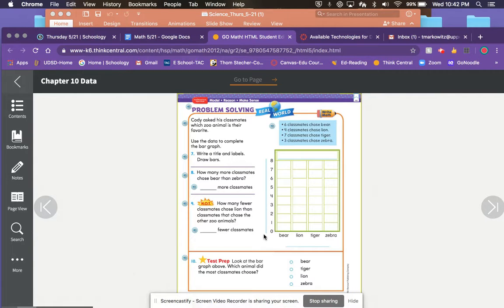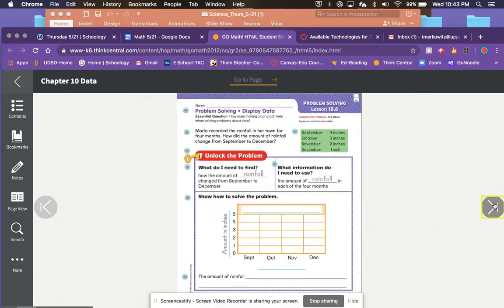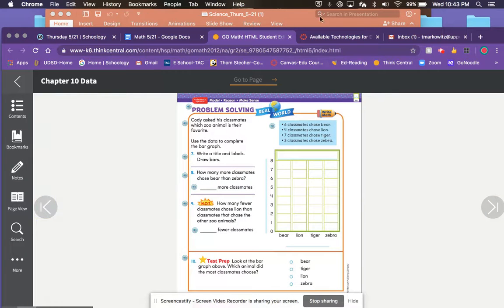That's a comparing problem. How many fewer classmates chose lion than classmates that chose other zoo animals? So lion is on its own. I noticed that lion is 4. Other animals would be bear, tiger, zebra. Those 3 get put together. How many less is the lion compared to those 3 put together? That's what the hot problem is. And then this one also has to do with the bar graph. Look at the bar graph. Which animal did the most classmates choose? Okay, and that's your last page because then the next lesson will be for next week.